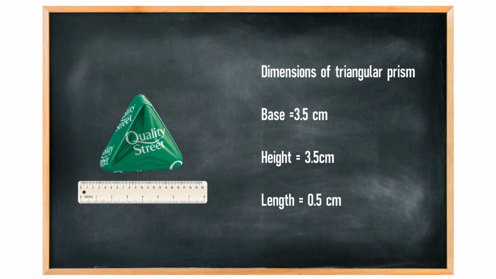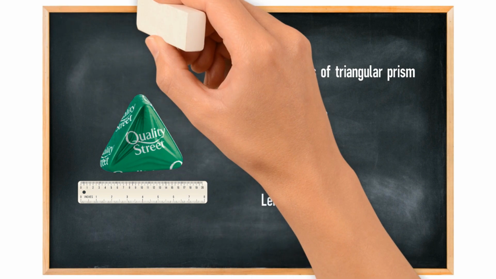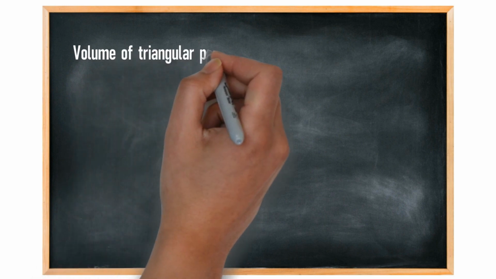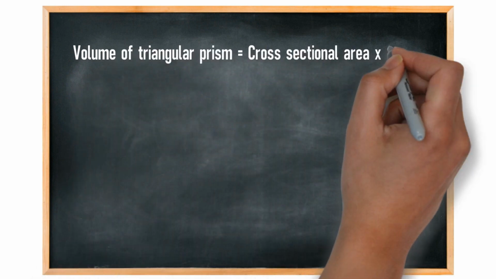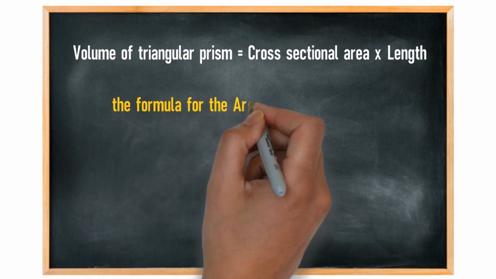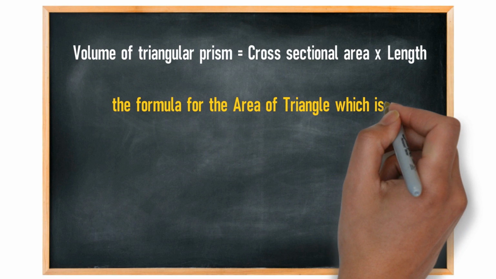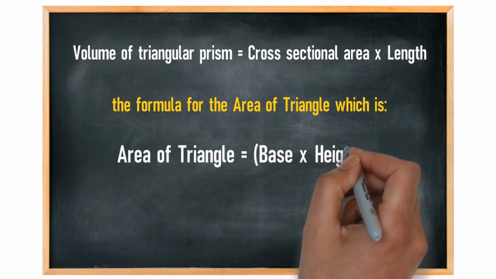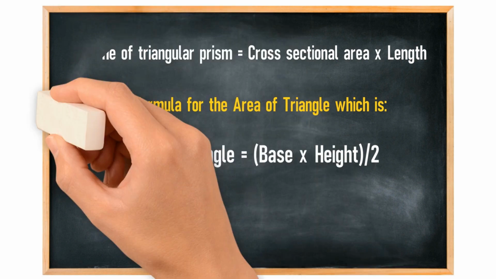Okay class, let's begin. Based on the dimensions kindly measured out by Leif for the triangular sweet on the board, we can work out the volume of the triangular prism shaped sweet by employing the following equation. Volume of triangular prism is equal to cross-sectional area times length. Since the cross-sectional area of the sweet is triangular, we need to recall the formula for the area of the triangle, which is area of triangle is equal to base times height divided by 2.